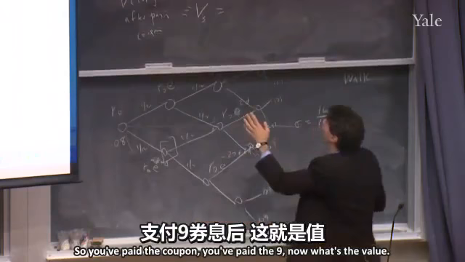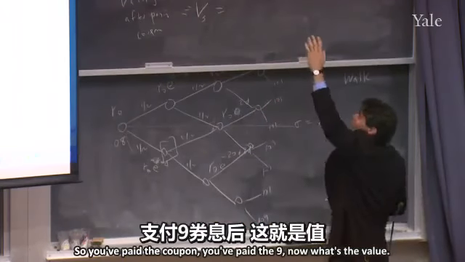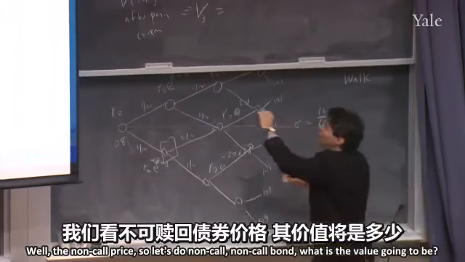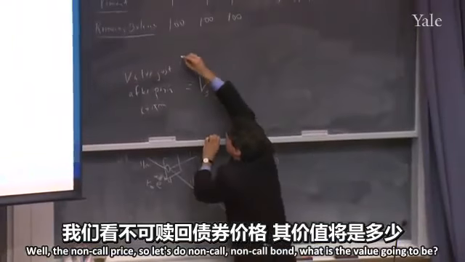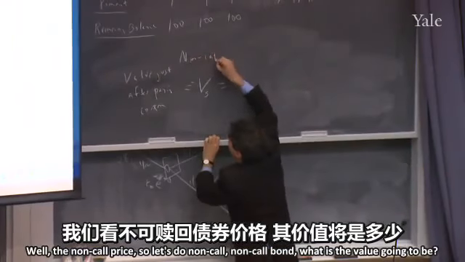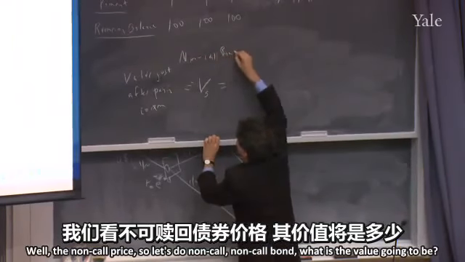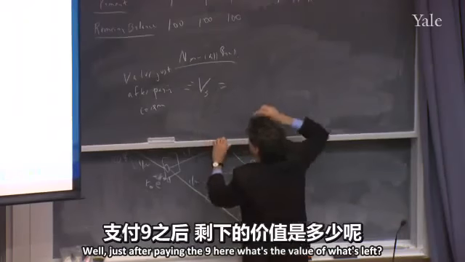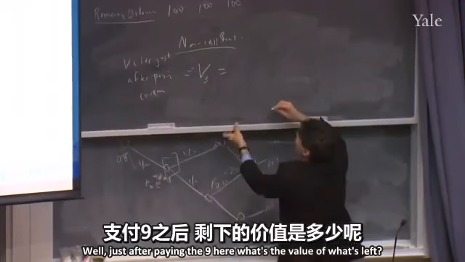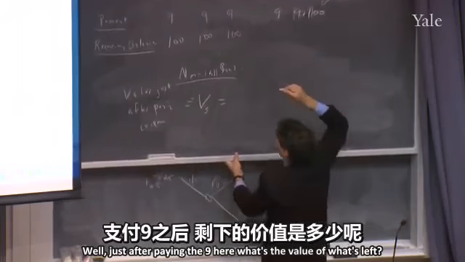Okay, so you've paid the coupon, you paid the 9, now what's the value? Well, the non-call price, so let's do the non-call bond, what is the value going to be? Well, just after paying the 9 here, what's the value of what's left?